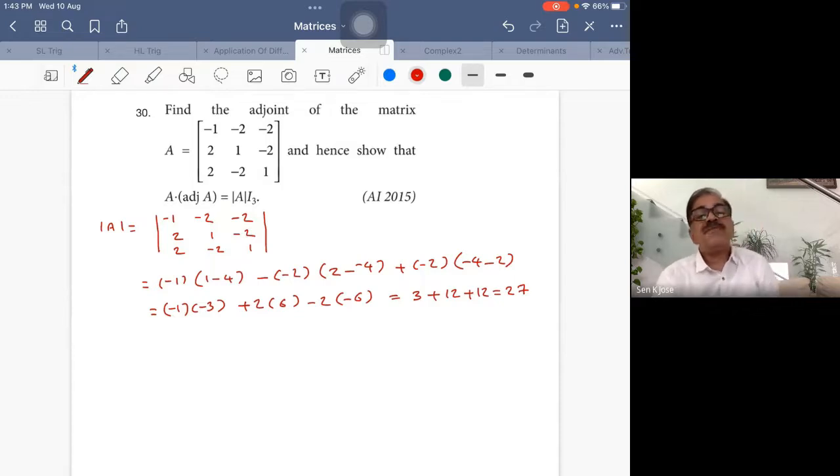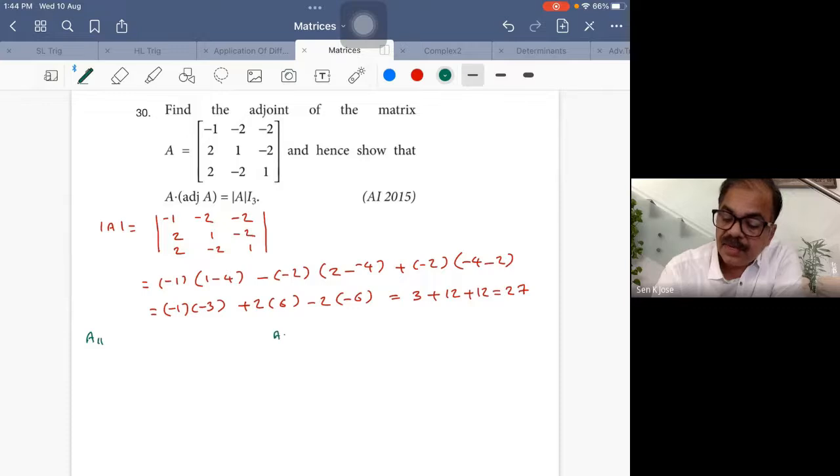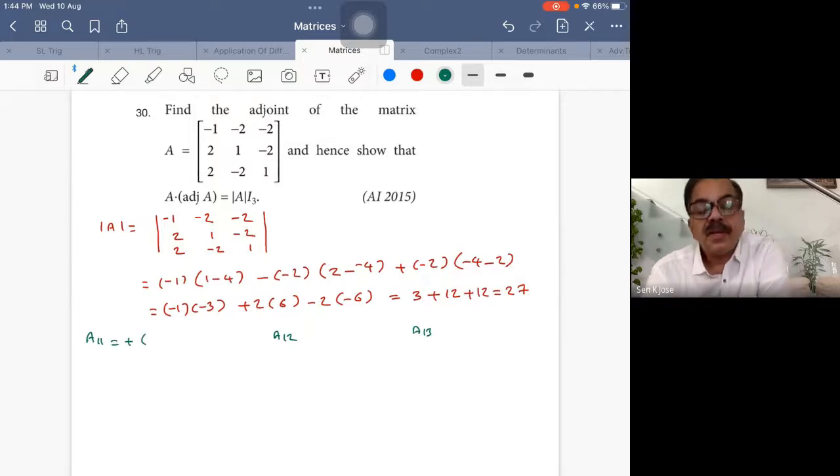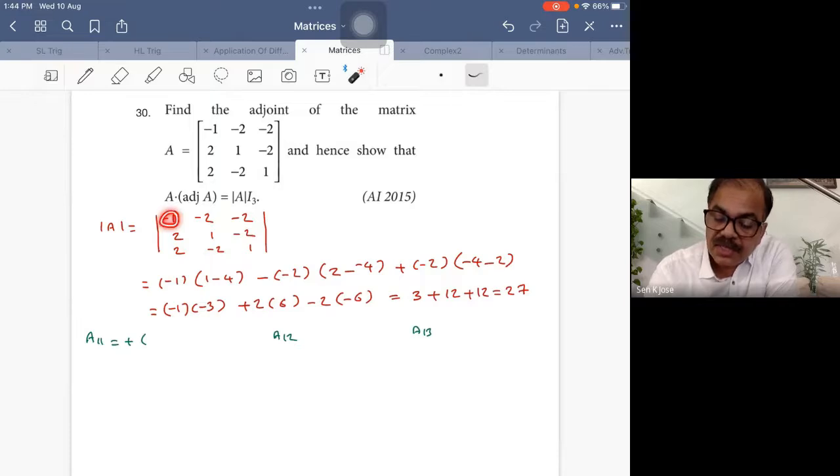Now I need all the cofactors to be calculated for adjoint. So I'm going to calculate all the cofactors. A11, then I write A12, then I write A13. So that's going to be plus of, cross multiply and find it. So for the first element, delete the row and the column it contains. Cross multiply 1 minus 4. 1 minus 4, so -3.